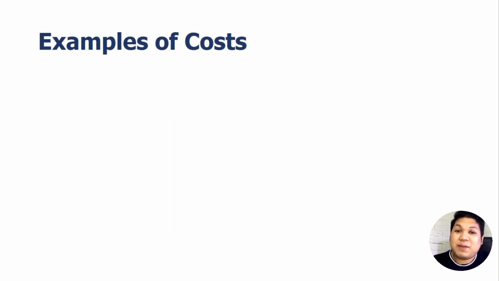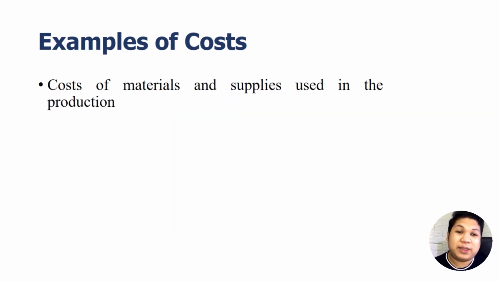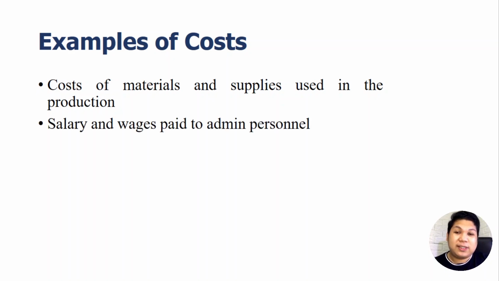Okay, so here are some examples of costs. The cost of materials and supplies used in the production. If you are into producing or manufacturing your own goods, then whatever supplies and materials, the amount you spent on them, are considered production costs. And the salaries and wages paid to admin personnel. So the cost of labor, the salaries you paid to your admin officers and personnel, those are also costs.